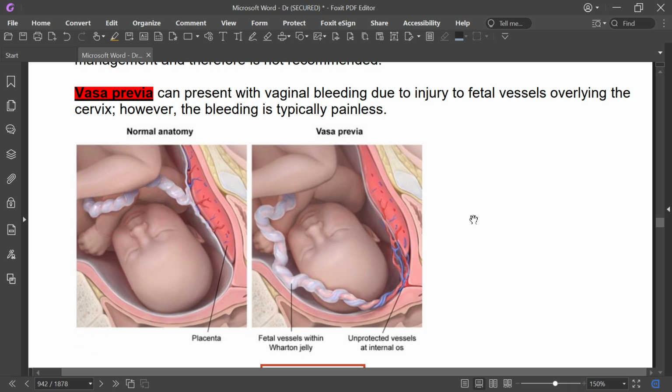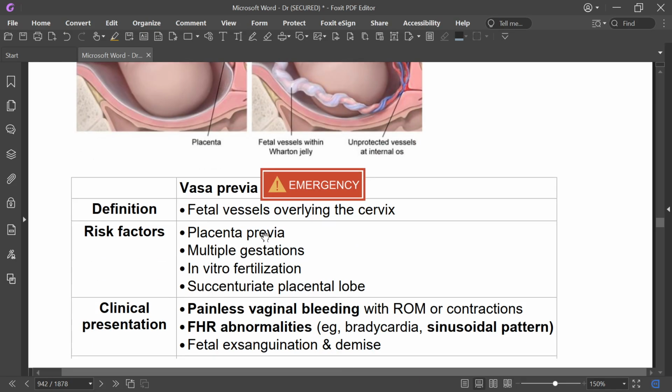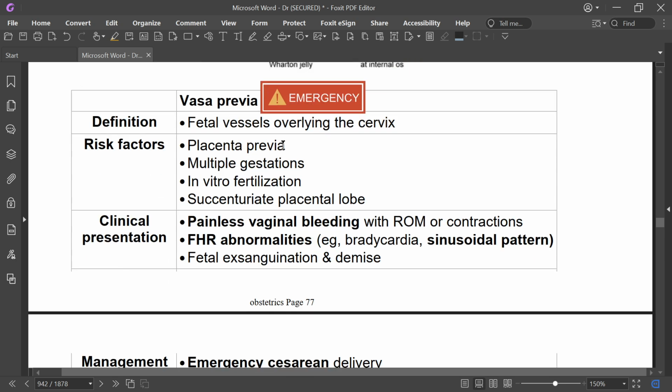It happens due to injury to the fetal vessels overlying the cervix. This is vasa previa. It is associated with placenta previa, multiple gestation, in vitro fertilization, and succenturiate placental lobe.